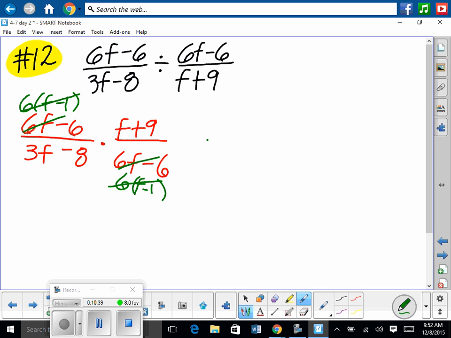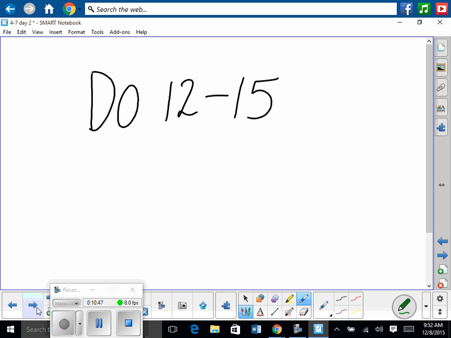So left was an f plus 9 on top, then we just multiply straight across, and on bottom we have 3f minus 8. Question. Okay. Nope. Dividing fractions is easy as pie. Flip the second fraction and multiply. Do 12 through 15. Go back one.